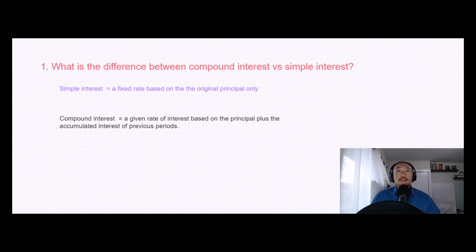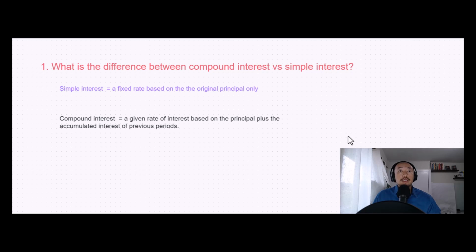So what is the difference between simple interest and compound interest? Okay, simple interest is a fixed rate calculated on the original principal only. So for instance, let's say you started saving money in an account that was giving you 8% simple interest on your money. Then the interest you would receive is only 8% of the original principal only. I will show a simplified example shortly between simple and compounding interest.